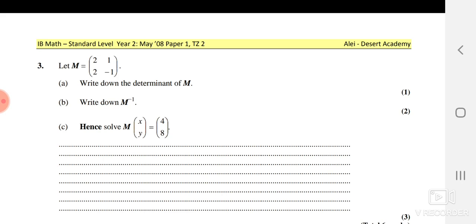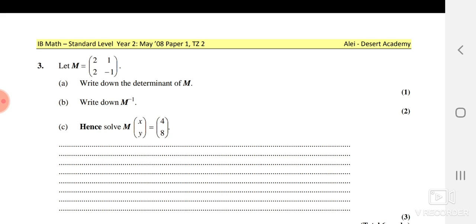Okay, and then I'm moving on. Write down M inverse. M inverse means the adjoint of the matrix over the determinant. First calculate the adjoint by changing the sign of the entries of the second diagonal, and swapping the places of the leading diagonal entries. You can get the adjoint. Divide that adjoint by its determinant, and you will have your answer.